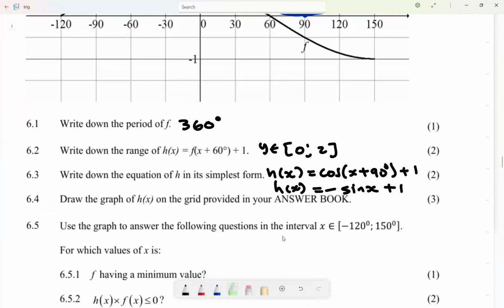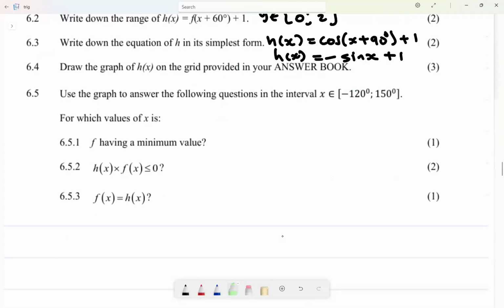And then the questions that I like, it says, use the graph. Okay, use the graph. Don't try to become a mathematician. Use a graph to answer the following question in the interval this one. For which values of x is 6.1.5, f having a minimum value? So where on the graph of f we have a minimum value? So we want the value of x where we have a minimum.